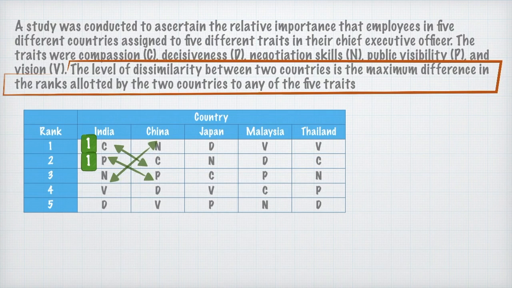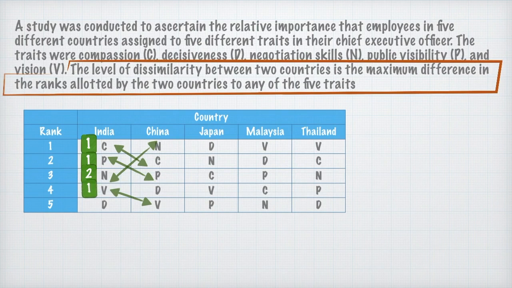Similarly, if I try for the trait N, India has given it rank 3, China has given it rank 1. The difference between the ranks is 2. So I know between these 3 traits so far, 2 is the maximum difference. Let me try out for the other traits also.